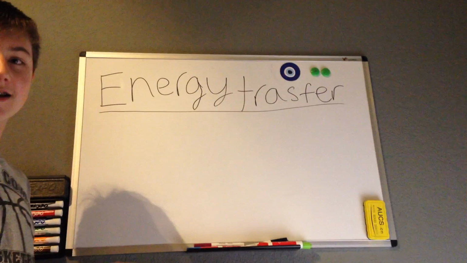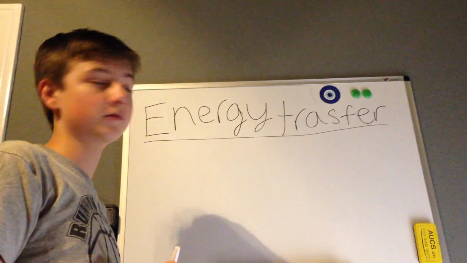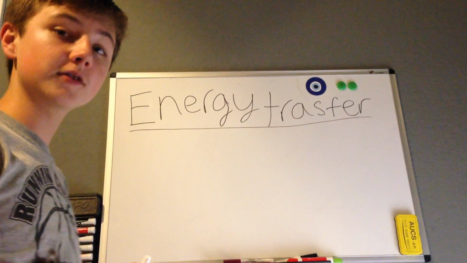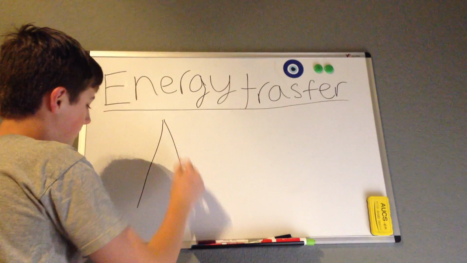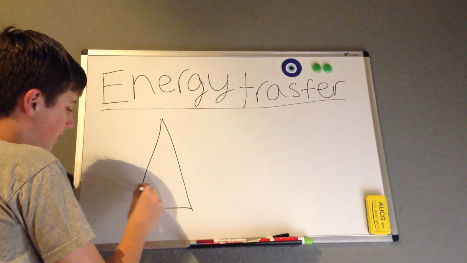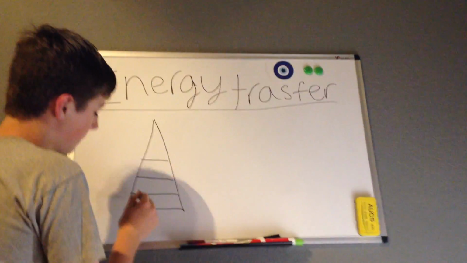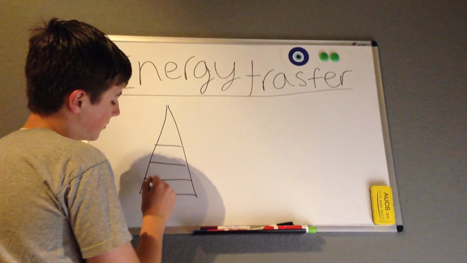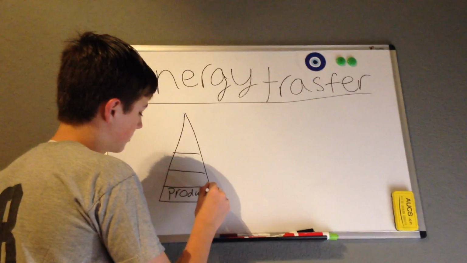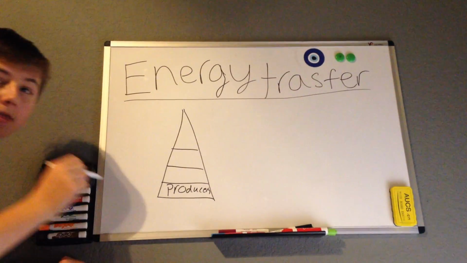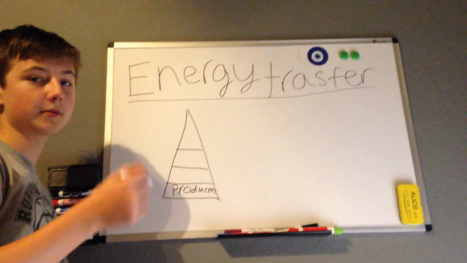Energy transfer. Energy is transferred throughout food webs and food systems. The easiest way to visualize energy transfer is through an energy pyramid. The energy pyramid can have multiple levels. The first is the producers. The producers get energy from the sun and turn it into glucose, which is usable by everybody else.